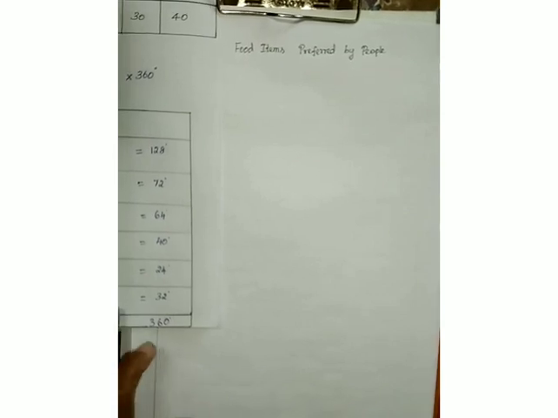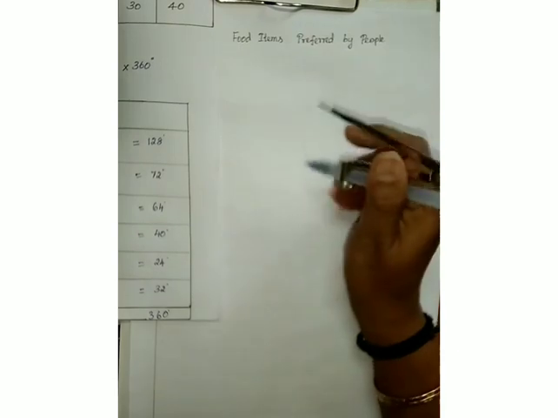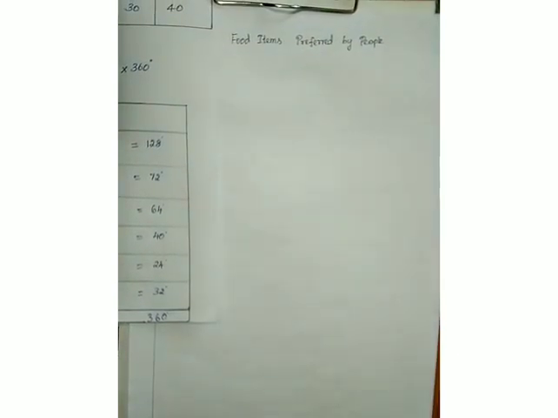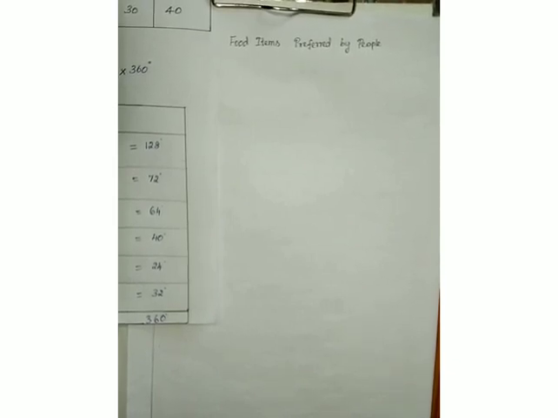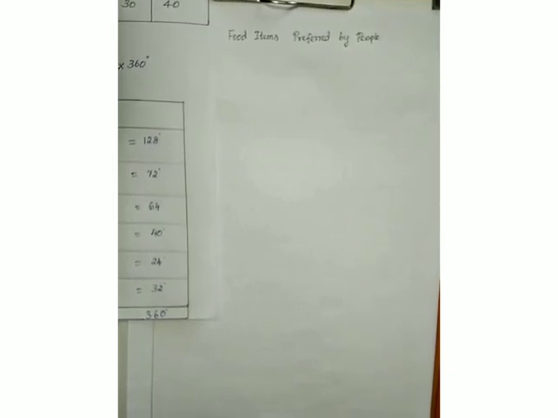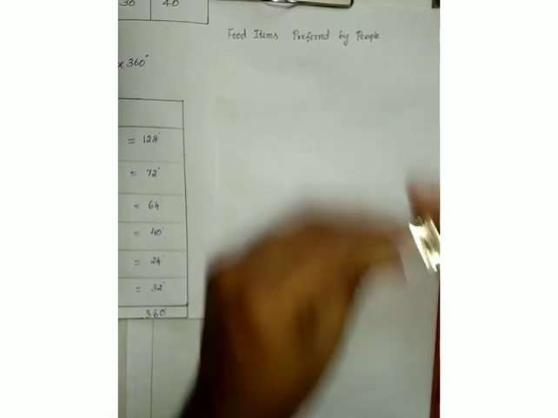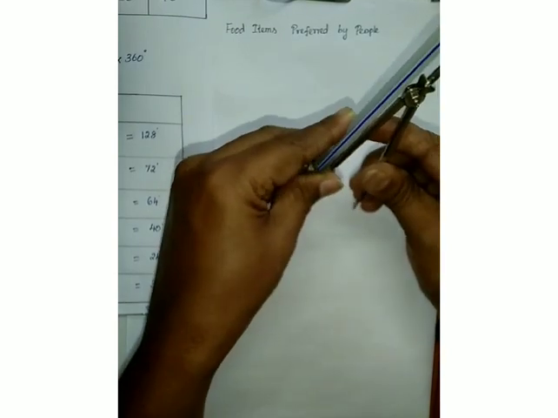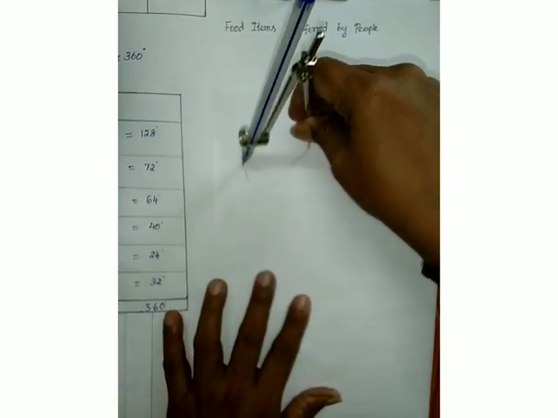After finding the tabular column, we are going to construct a pie chart. First we can give a heading for that: food items preferred by people. Now we are going to draw a pie chart. It's a circular graph, as we have already said. So first we can draw one circle with any radius. With a convenient radius we can draw one circle. Simply extend the compass and draw one circle.